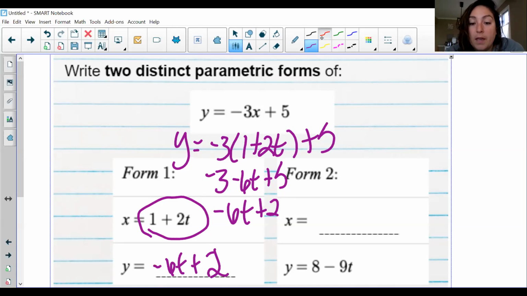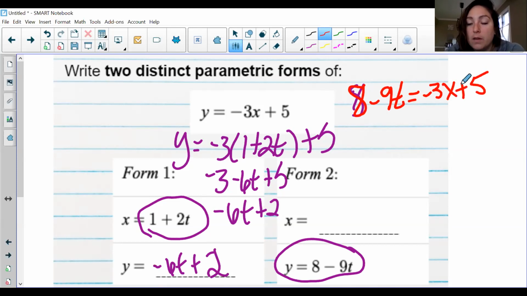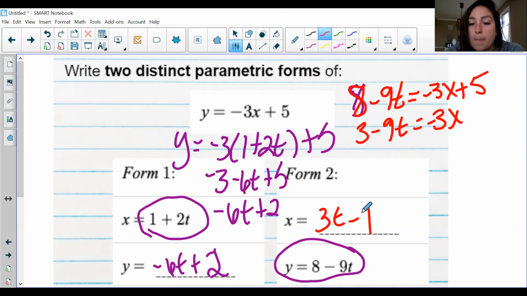And then same thing here. If I know that y equals 8 minus 9t, and I know that y equals negative 3x plus 5, that means 8 minus 9t is equal to negative 3x plus 5. So subtract 5, 3 minus 9t equals negative 3x. So x is equal to 3t minus 1, or negative 1 plus 3t.